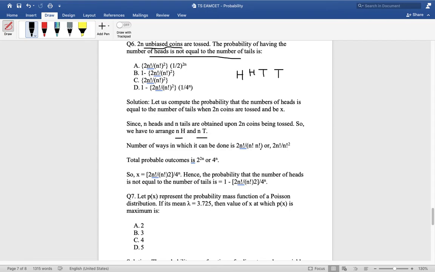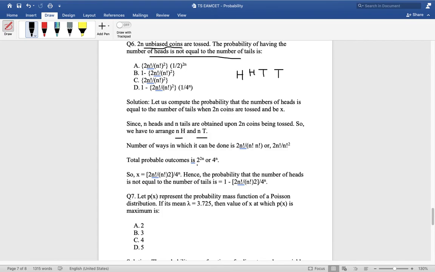So this is the same thing as when you have to arrange n objects out of which m are same. So that will be n factorial by m factorial. So that's the same thing over here, which is 2n factorial divided by n factorial square.